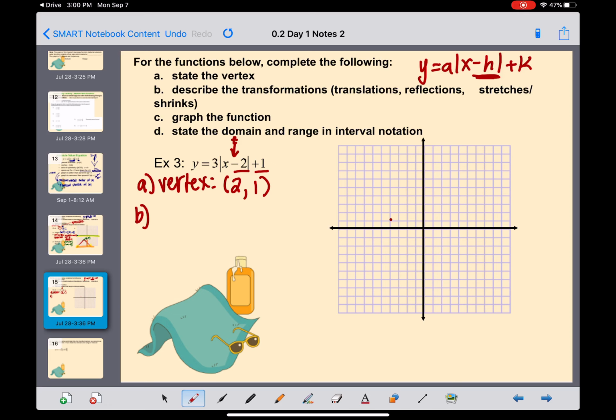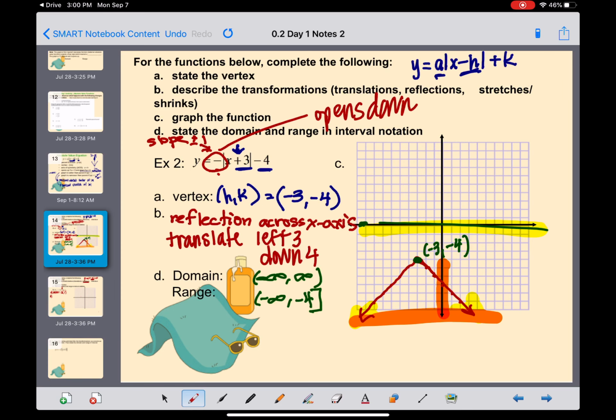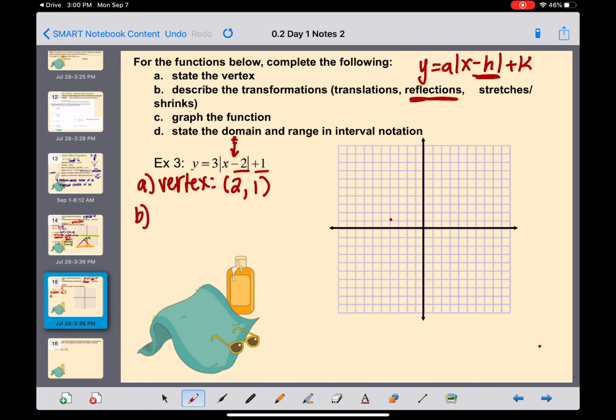Okay, so our first thing we're going to ask is, is there a reflection? Because I need to take care of that first, because these are acting as my instructions for what to do. And if I reflect after I've moved it, then it messes everything up. Like on this last one, if I moved it down to -3, -4, and then I reflected over the x-axis, it would move the vertex up here. So I want to do my reflection first. When I'm looking at this, my A value is positive, so there is no reflection. So now I can do anything in any order.